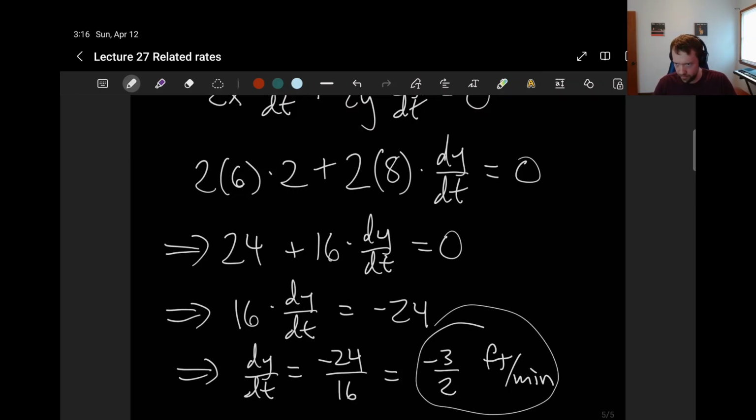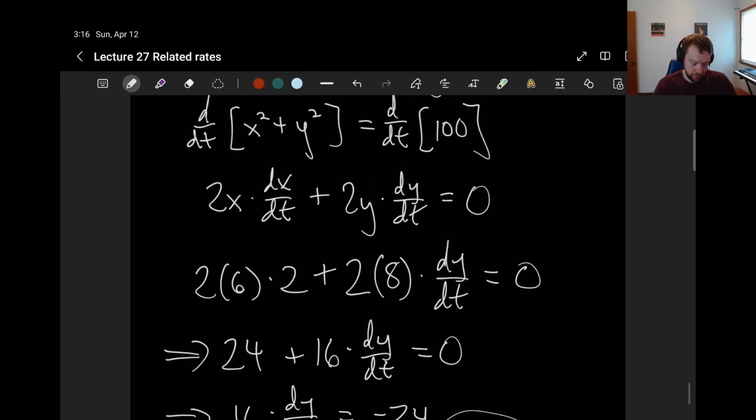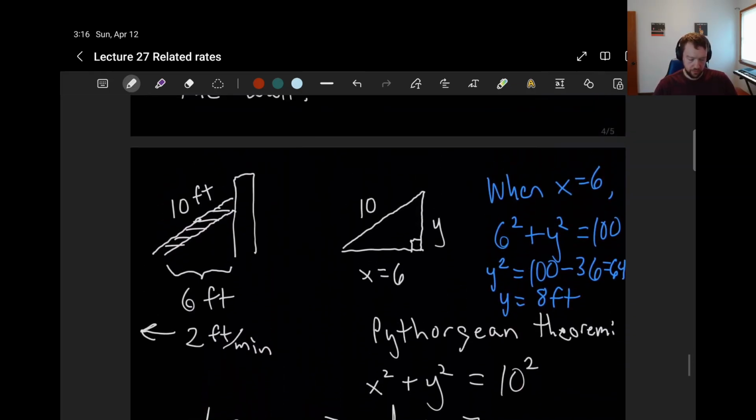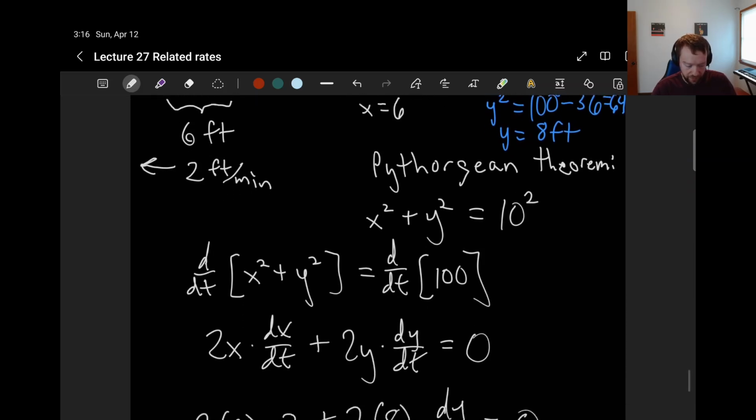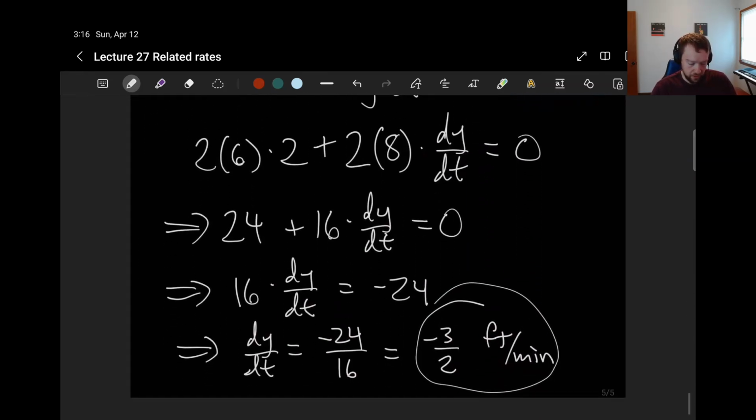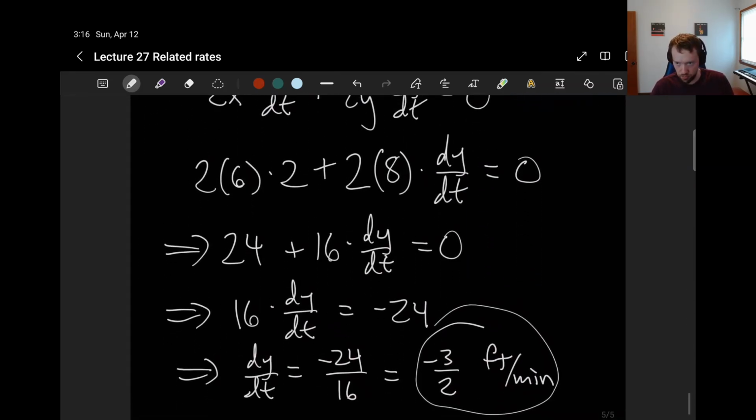I would like to point out that this answer is negative. And let's make sure that that makes sense to us. So dy dt, that's the rate that height of the ladder up the wall is changing. And of course, in this problem, the ladder is sliding down. So that means, yes, in fact, y is decreasing as the ladder slides down the wall. So indeed, dy dt is supposed to be a negative number. So that makes sense.